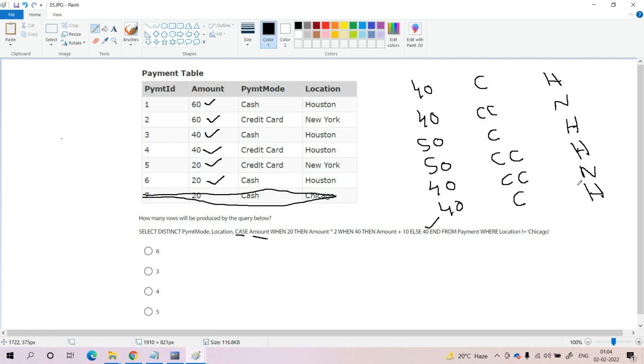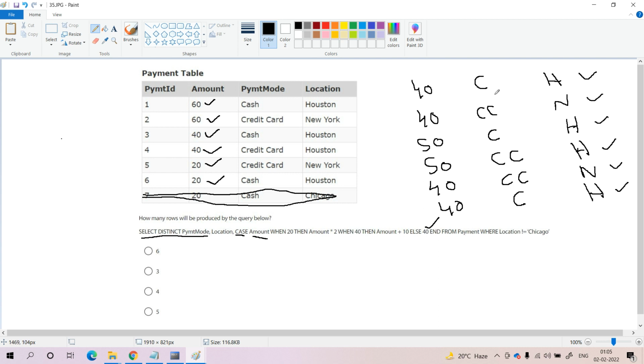So totally how many records are we getting? 1, 2, 3, 4, 5, 6. But out of all these records, we need to select distinct payment mode, location. So payment mode as well as location should be distinct.